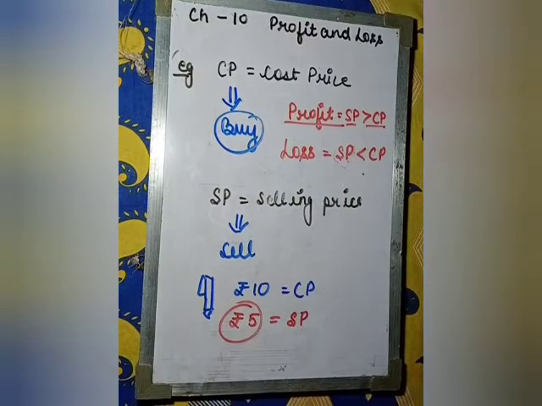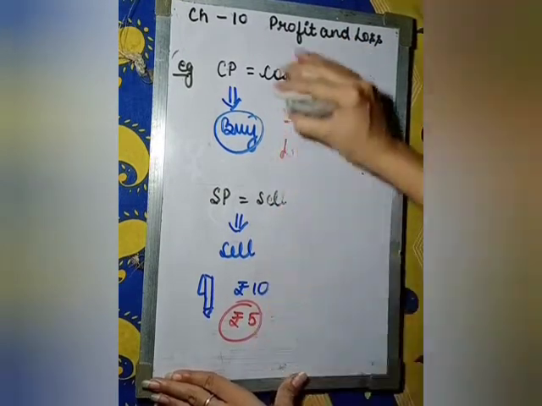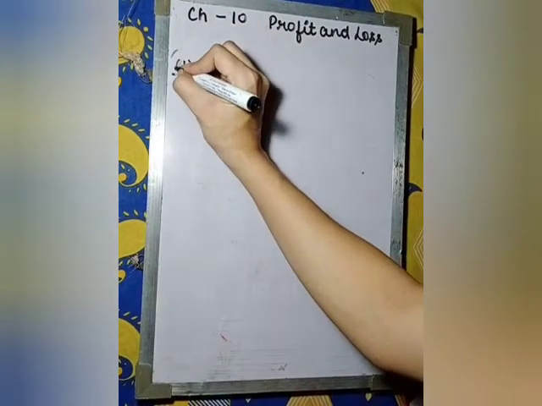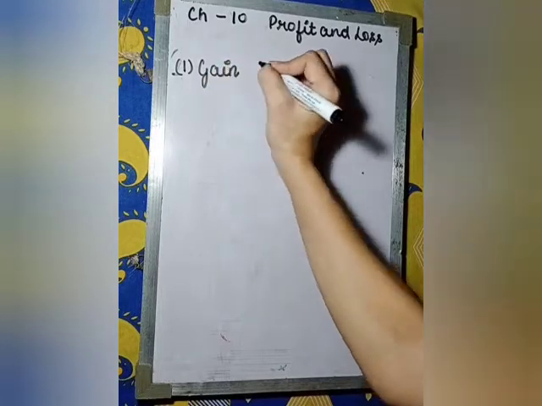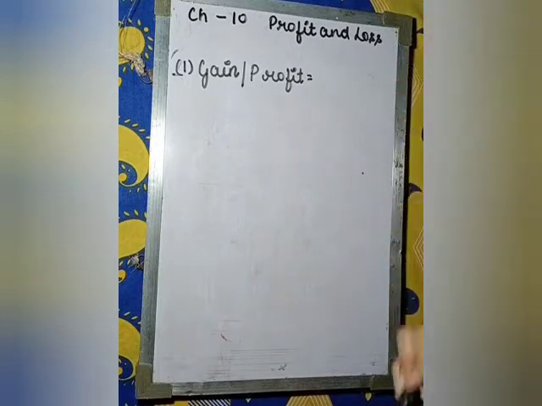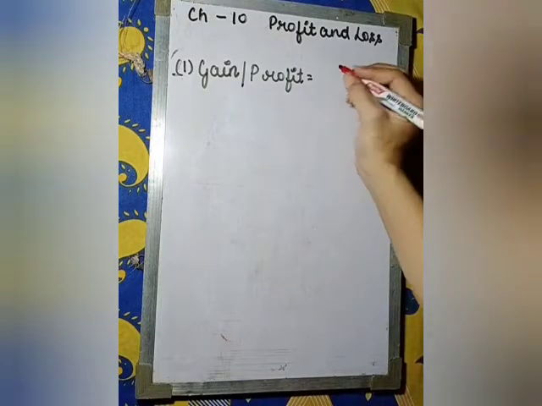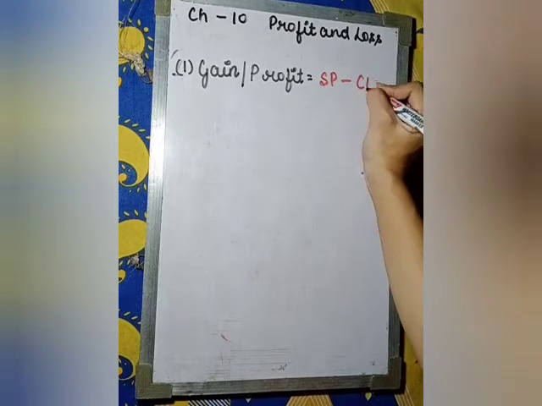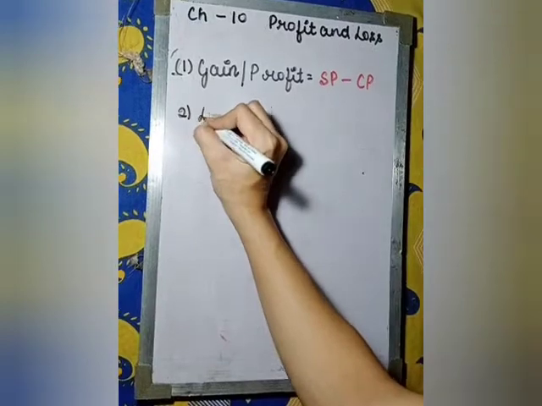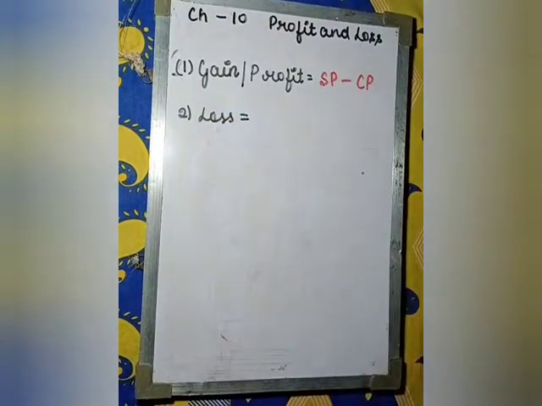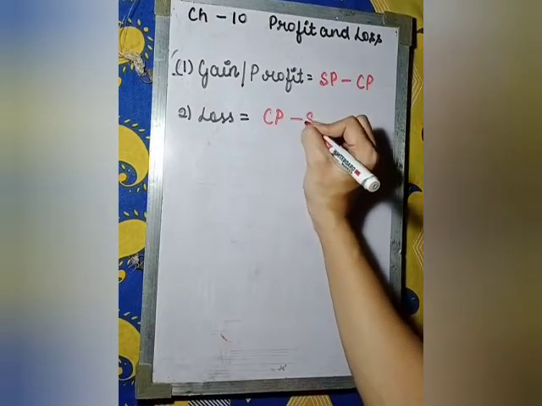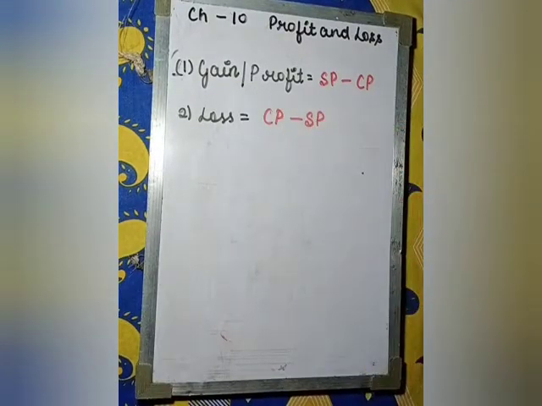Now we will learn 4 formulas here which you have to learn by heart. They are very important formulas. So first formula is of gain. Gain means profit. You can either say gain or profit. So what is the formula for profit? It is SP minus CP. Second formula is loss. What is the formula for loss? I already told you. In case of loss, CP is greater, so CP minus SP. Okay, remember these two terms.